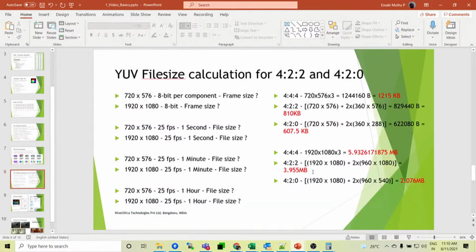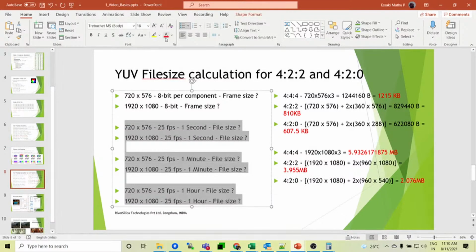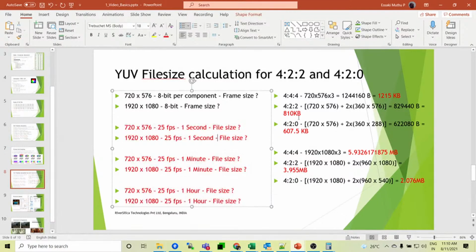So you have calculated, now comfortable. Now you have to calculate for these things. What you have calculated for one frame, suppose if it is for 1 second, what is the value? If it is for a minute, what is the value? If it is for an hour, what is the value?